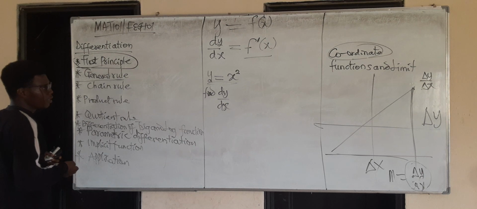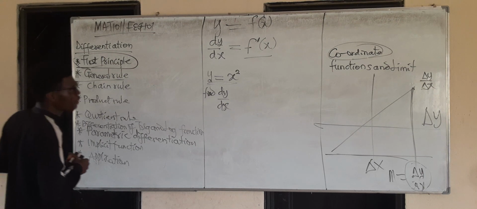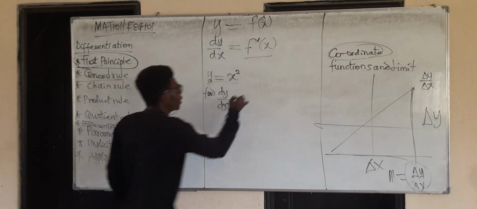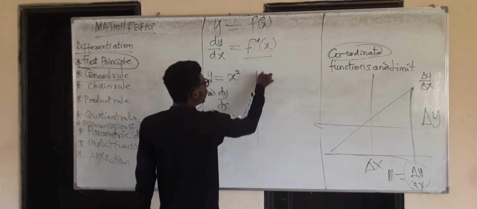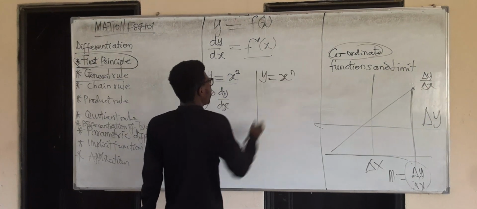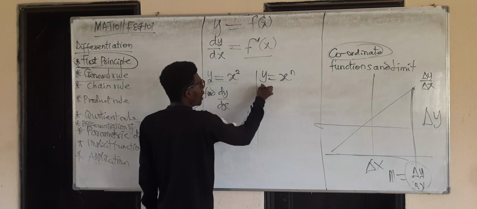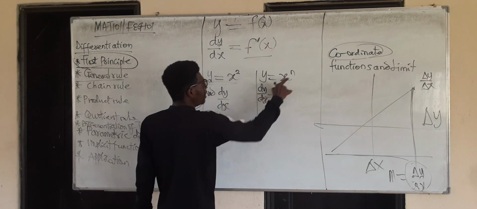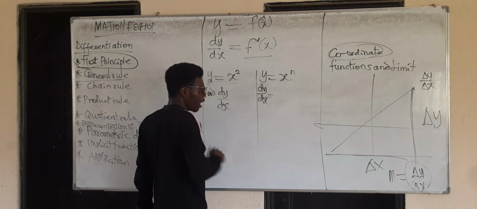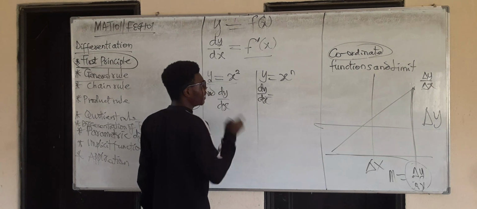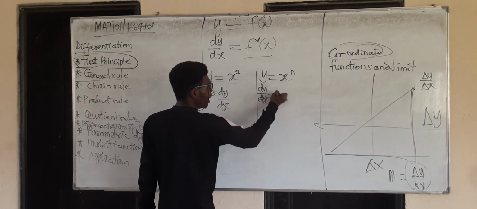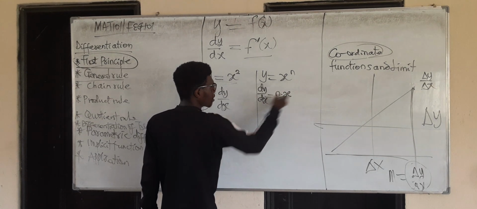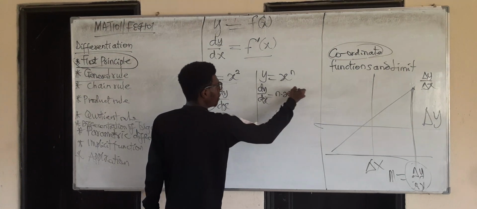You understand? So for the general rule, for you to find dy over dx, the formula says that if you have y equal to x to the power of n, then in finding dy over dx, this n is going to come down and you subtract 1 from the power. If n comes down, you have n times x to the power of n minus 1.